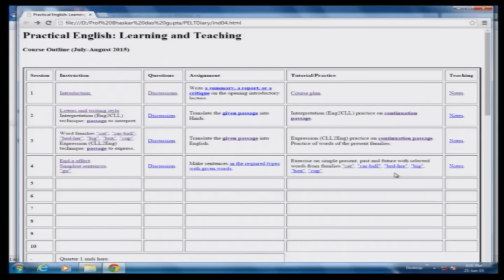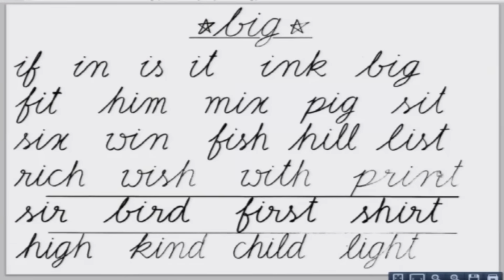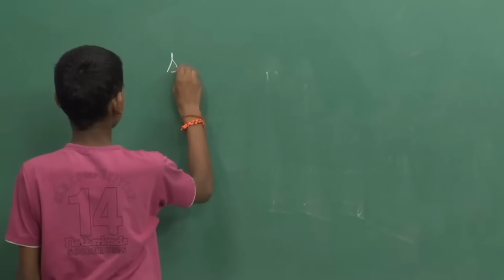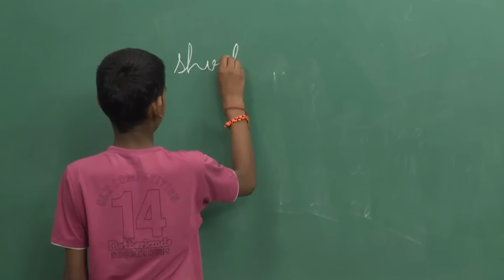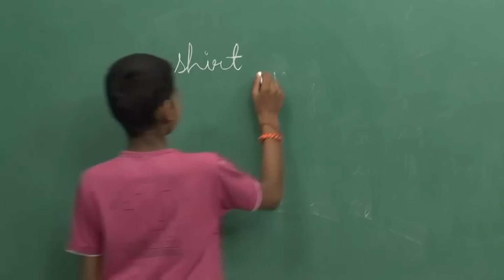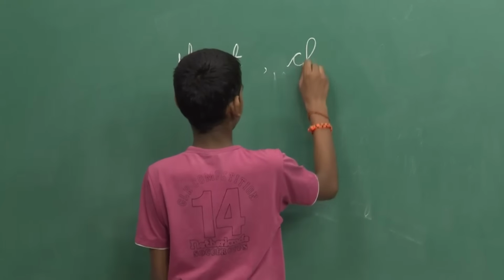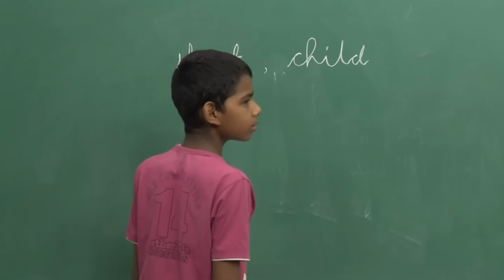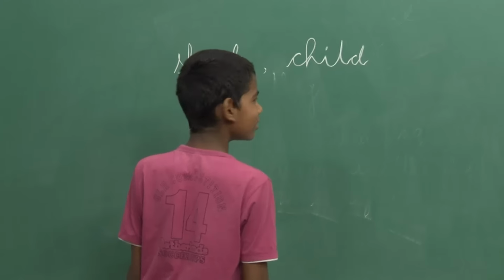Okay. Next we go to another word family for continuing our practice on sentences. Yes, Akshat. Shirt. Child. Make a sentence in simple past, present or future in which both of these words come.